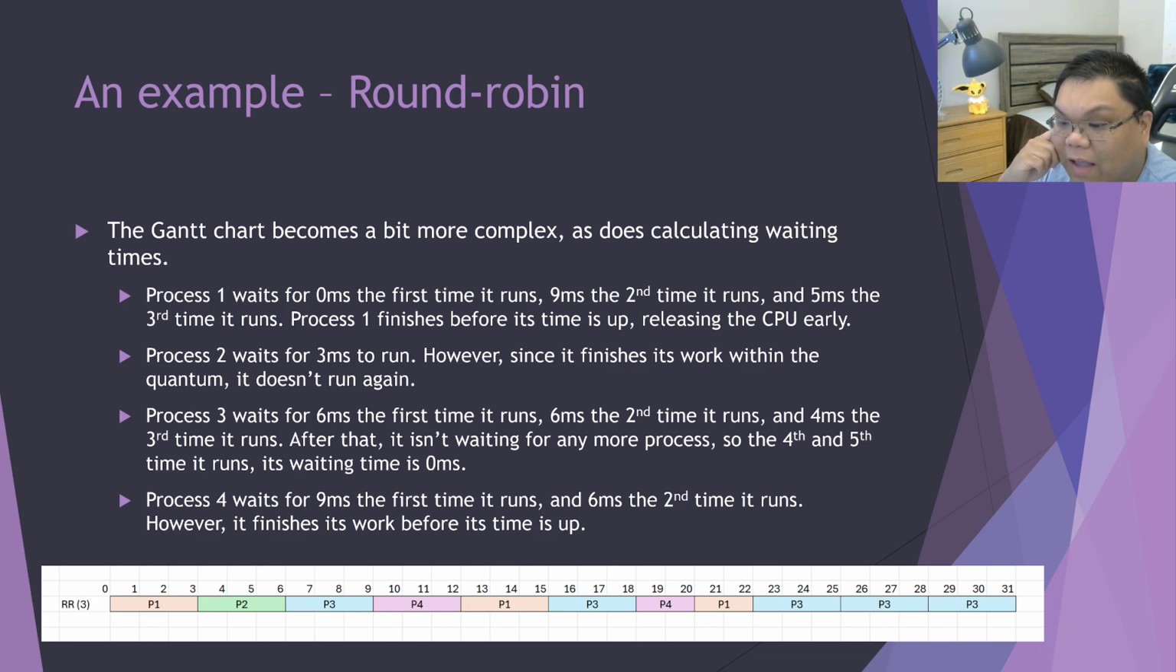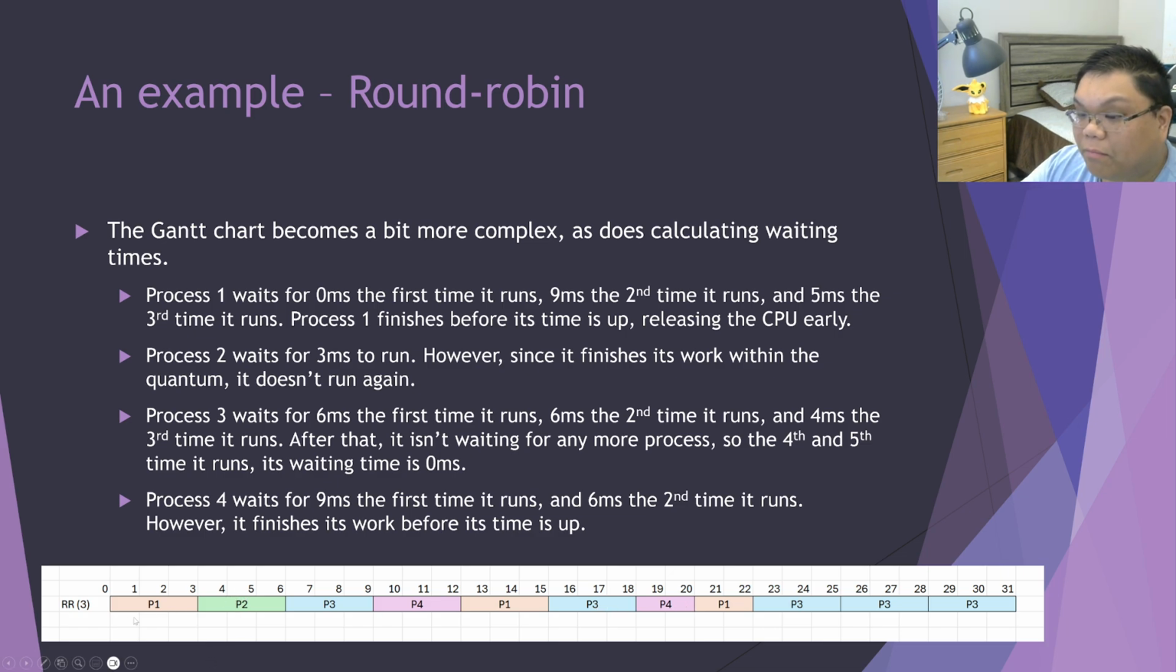So here's where that waiting time calculation becomes a little bit trickier. So process 1 runs first for 3 milliseconds. After the 3 millisecond mark, it must wait for process 2, 3, and 4 to finish their turn on the CPU before it gets to run again. So that's 9 milliseconds of waiting time, just for the second time it runs. And then process 1 runs for another 3 milliseconds until it's taken out from the CPU and goes back in the line. There it has to wait for 5 milliseconds for it to run again. So that's 9 and 5 milliseconds of waiting time.